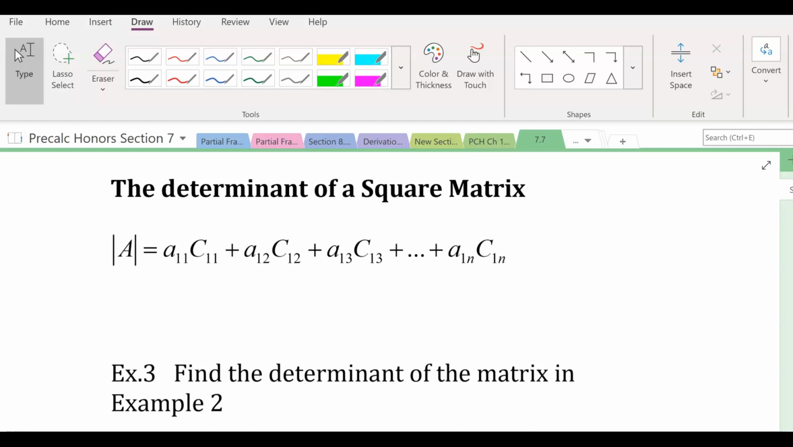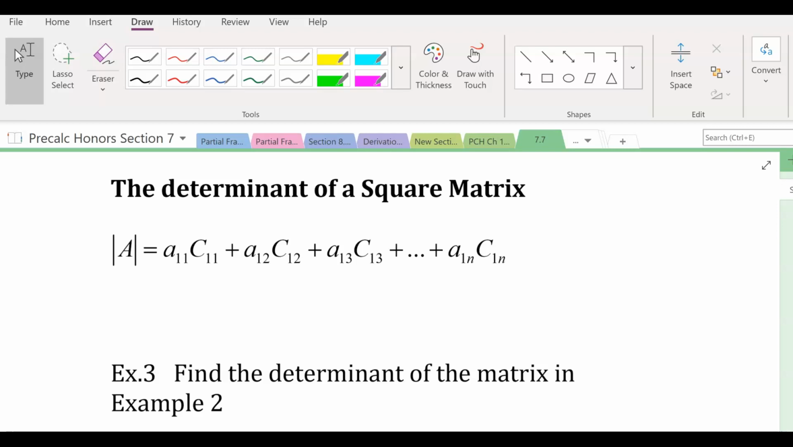This video is for Honors Pre-Calculus. We're continuing with section 7.7. We're talking about determinants. So in this third and final video for the section, we're going to look at how to calculate the determinant of a square matrix.